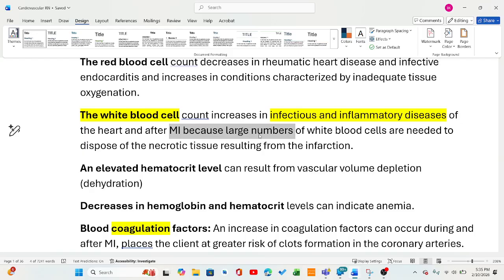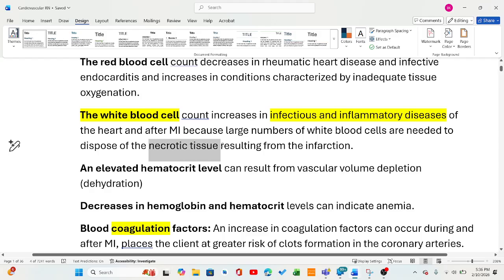So in the case of endocarditis, which is a bacterial infection of the heart, you expect the white blood cells to go up, and you also expect the temperature to go up. But in the case of MI, you don't expect the temperature to go up because it's not an infection, but the white blood cells will go up as well because we need the white blood cells to clear the necrotic or dead tissues.